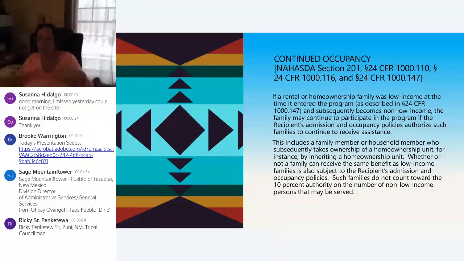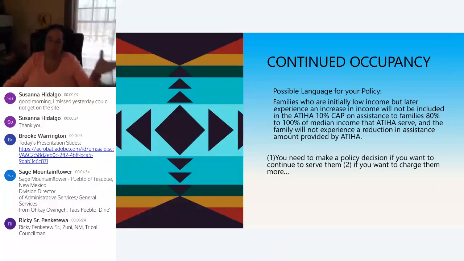If a rental or a home ownership family was low income the time they entered, and they subsequently become non-low income, are you going to let them continue to participate? Same thing about somebody that takes over a home ownership unit, for instance, by inheriting it. Whether or not they can receive that same benefit as a low-income family is subject to your admission and occupancy policies. They don't count toward the 10% of who can be served, though, under that circumstance. So you need to put language in your policy.